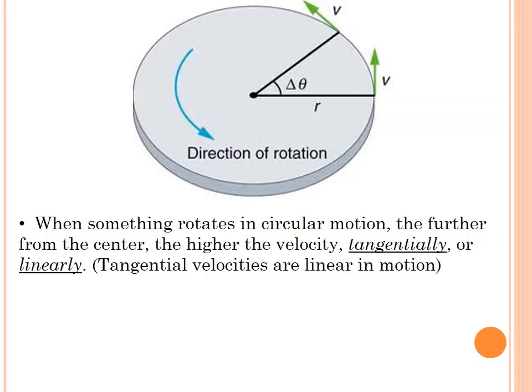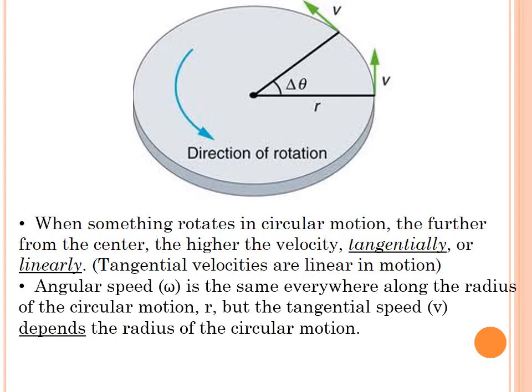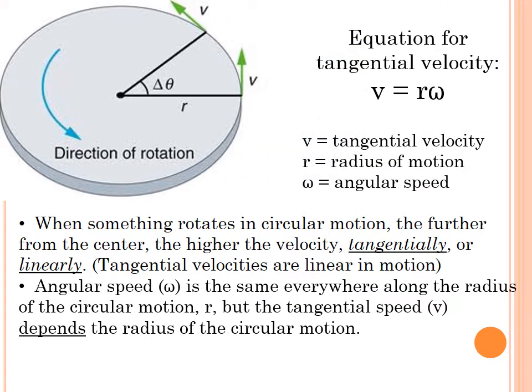First, I want to review some stuff about circular motion from the previous unit. The further something is from the center, the higher its velocity tangentially or linearly. So tangential velocities are linear in motion. And the angular speed would be the same everywhere along that radius r. So the linear velocity, which is v, or the tangential velocity, is equal to the radius times the angular speed. So we talked about angular speed a lot in the previous unit, and we're not really going to discuss that too much here, but I just want to point out that I'm talking about this tangential or linear velocity, the one with the green arrow.